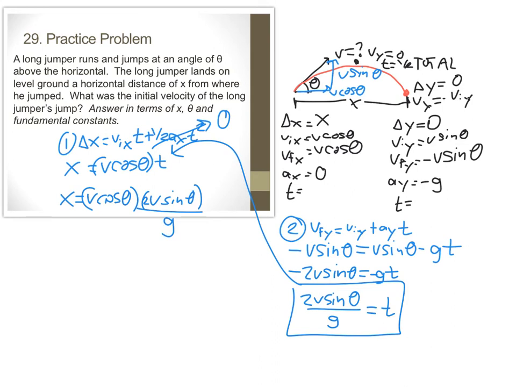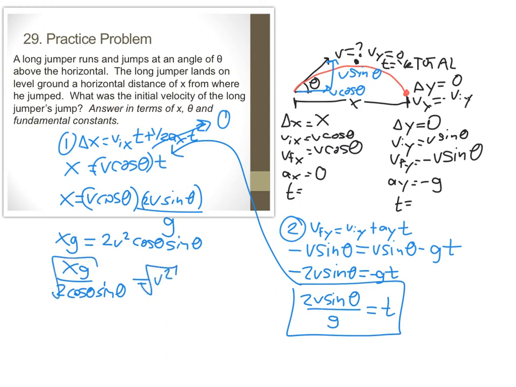I'm going to do a number of things here. I'm going to combine those two v's. I'm going to multiply both sides by g. And what I end up getting is x times g equals 2v squared times cosine of theta times sine of theta. Solving for v, I'm going to divide both sides by 2 cosine theta sine of theta, and that's going to be equal to v squared, and I take the square root of that, and I get that v is just going to be equal to the square root of xg over 2 cosine theta sine theta.